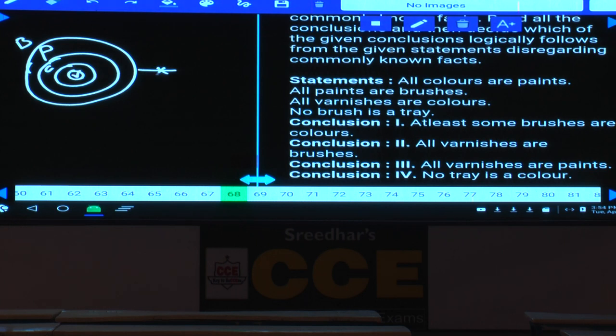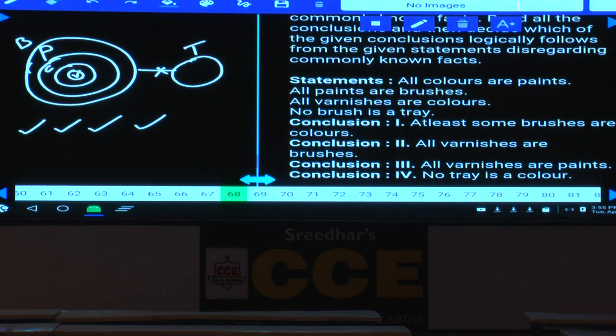And next one, no brush is a tree. No intersection between these two. Done with this? And with the help of this one, first one, some brushes are colors. Brush and color, definitely true. And second, all varnishes are brushes. That is also true. And third one, all varnishes are paint. And that is also true. And the fourth one, no tree is a color. No tree is a color, that is true.